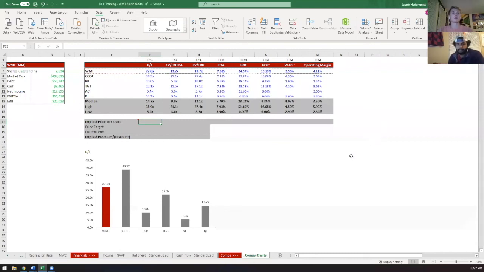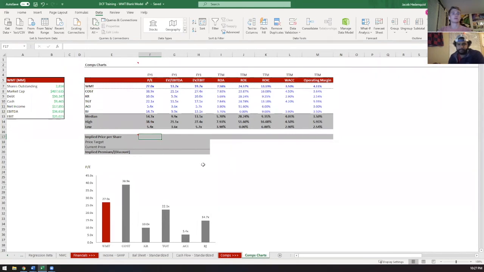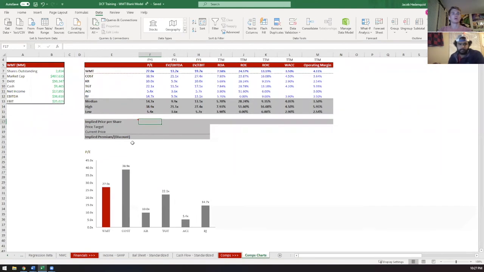All right, cool. So now we are looking at our comps chart, and we're going to not only find our implied price per share based on these multiples, PE, EV to EBITDA, EV to EBIT, but we're also going to make charts showing how Walmart stacks up against its competitors.